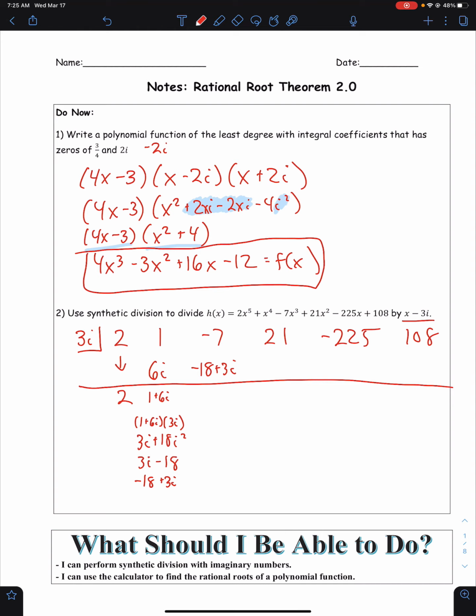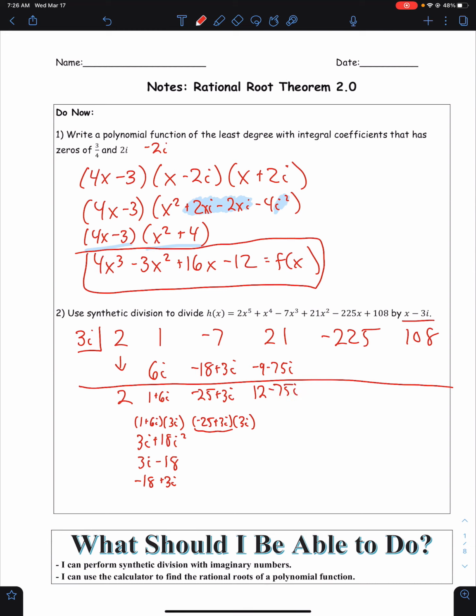Add that down. That would be negative 25 plus 3i. And we're just doing the same thing over and over again. We're multiplying negative 25 plus 3i times 3i. And you can do this in your calculator too. Feel free to do it exactly how you see it in the calculator. Write it with parentheses with the i times 3i. And that will help save you a lot of time. So that would be negative 9 minus 75i. Add those. That would be 12 minus 75i.